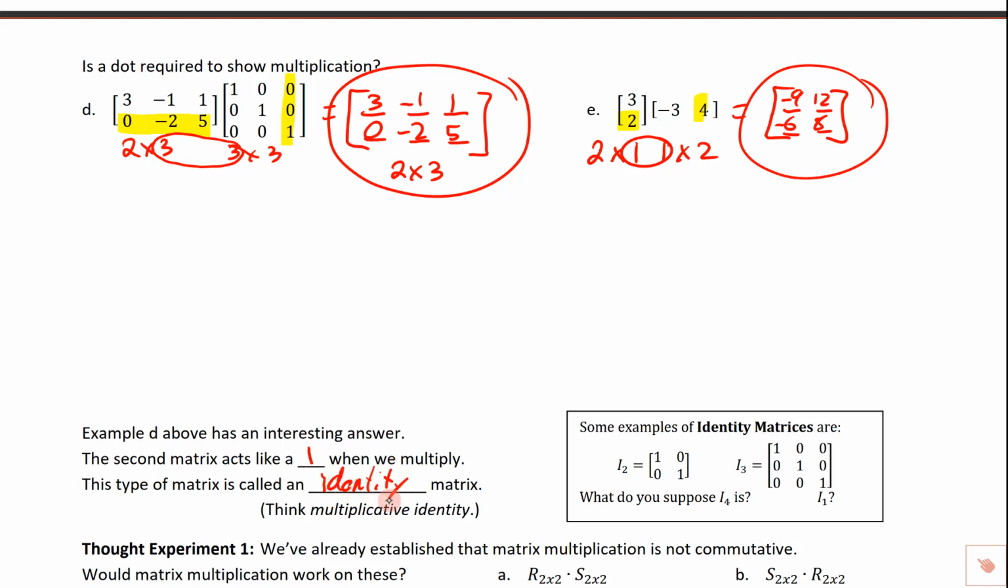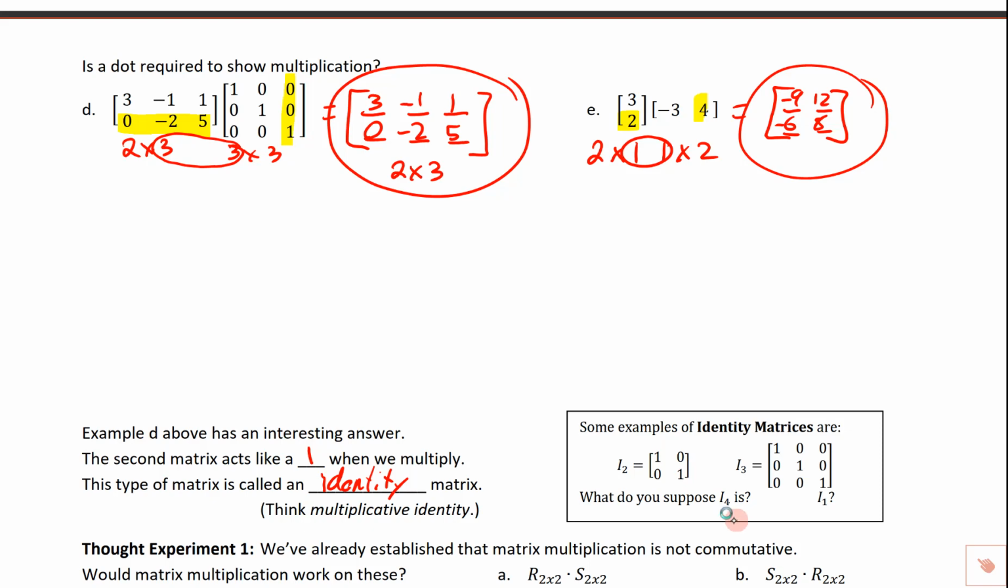And we actually have some notation for things like that. So this right here, this 3 by 3 identity is called I3. So that's an identity matrix. And I2 would be a 2 by 2 identity matrix. I4 would be a 4 by 4 identity matrix. I'm not going to take the time to draw that, but you'll notice that they've got ones down the diagonals and then zeros everywhere else.